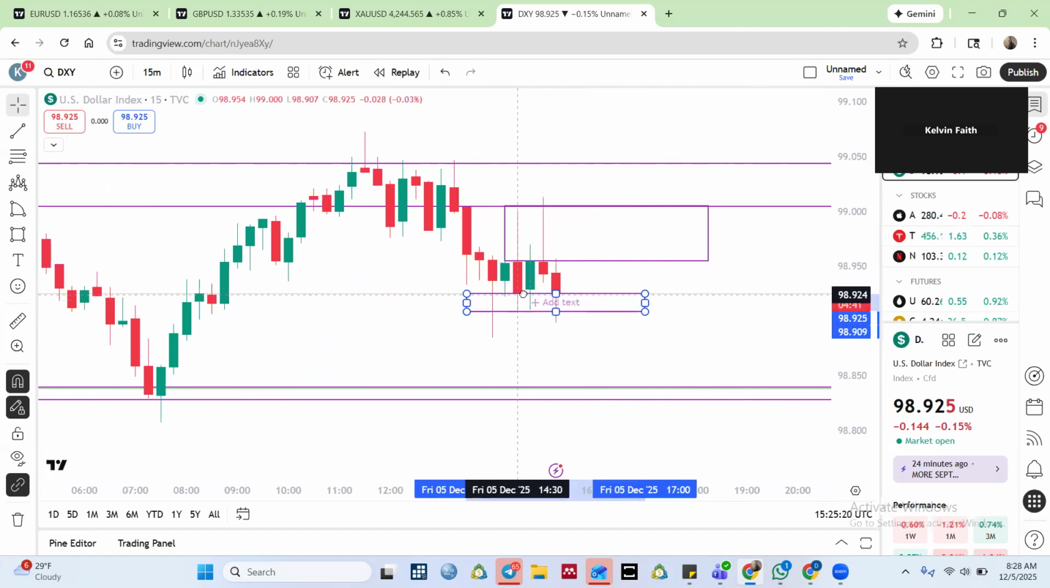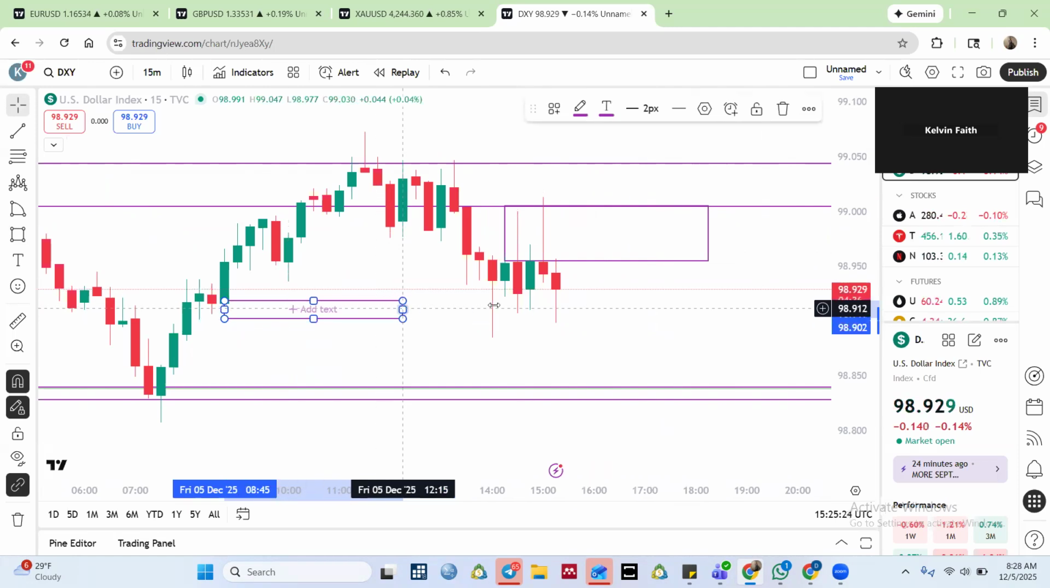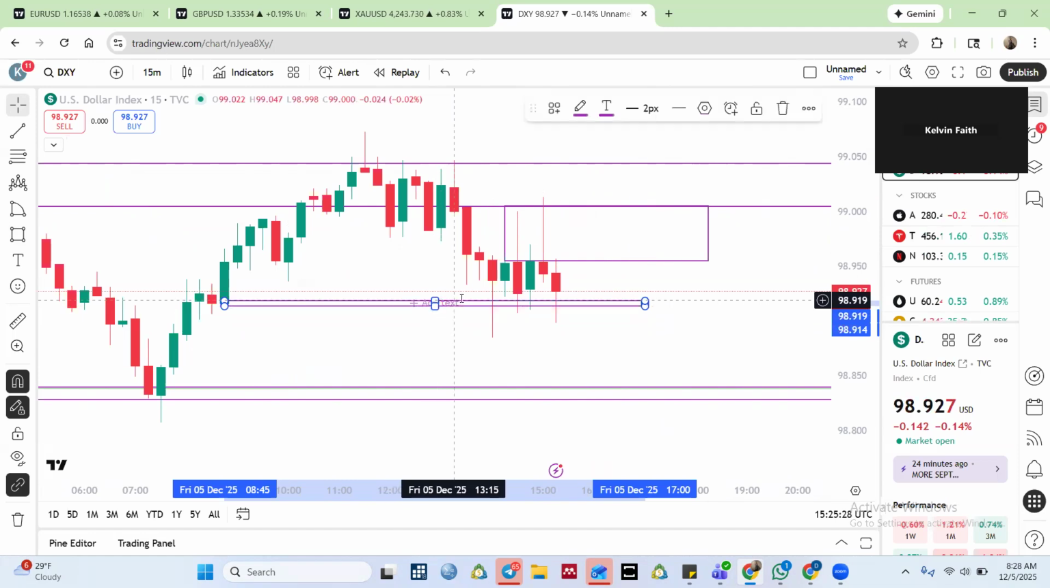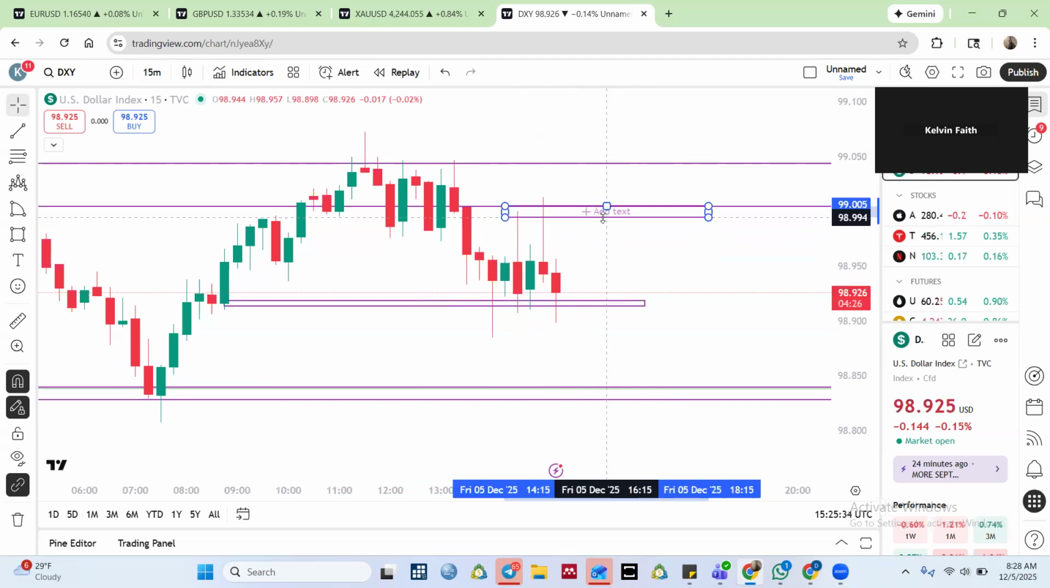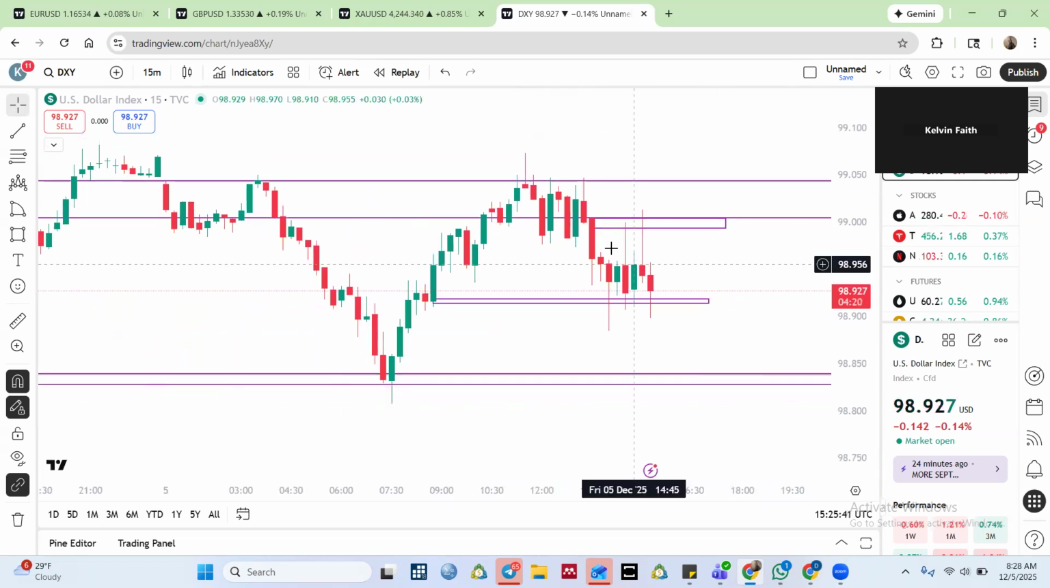Okay, so let me put this at the body. Let me put it here, make a new PSR here. So we can see buyers are strongly here pushing price up, and sellers are also very strong at this point, also pushing price to the downside. So it's a struggle inside this range.